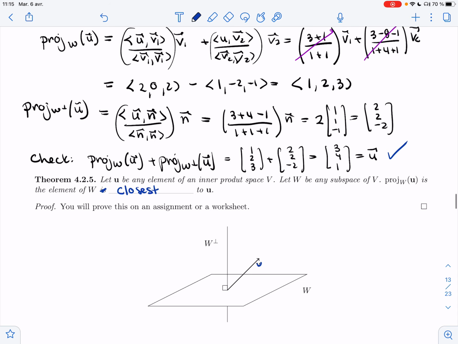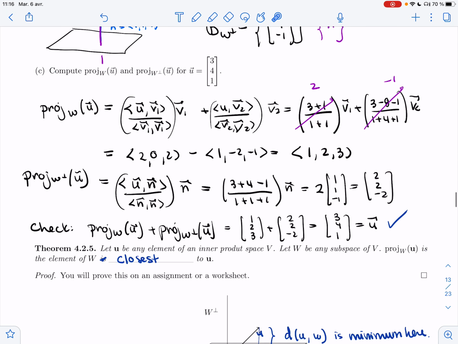Here's the picture. This is u. That's the element. This is the projection. That minimizes this distance. All right, so again, since the distance depends on the inner product, so does the projection, so does the element that minimizes it. And that's part of the reason our projection here uses the dot product so heavily.